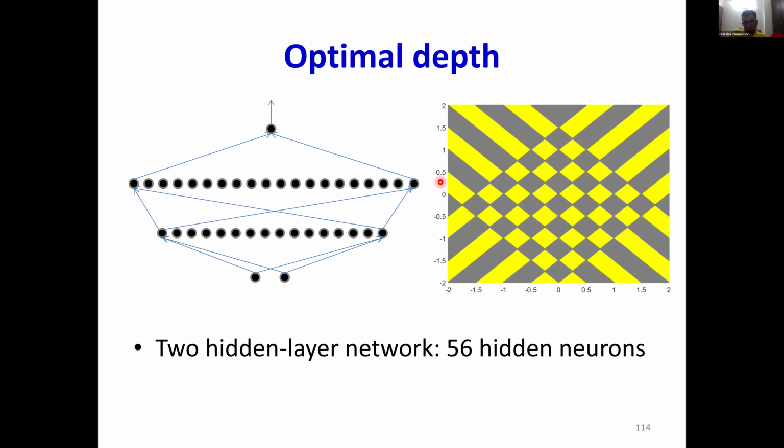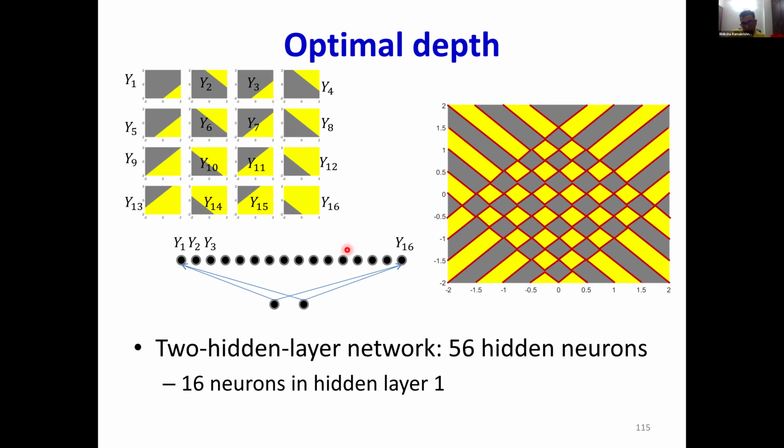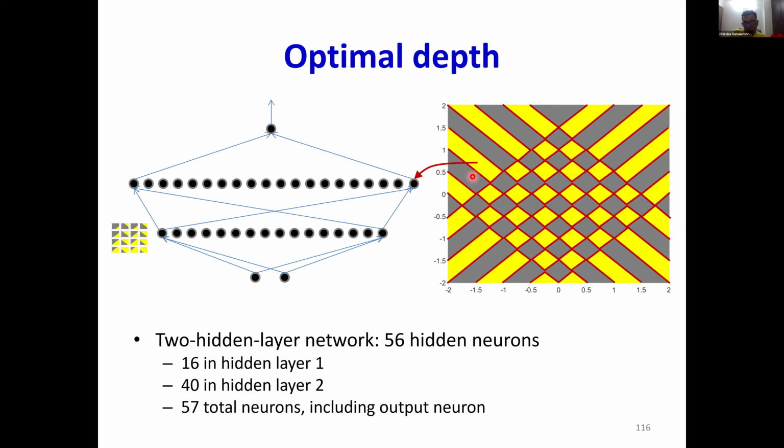Now this entire decision boundary is composed of 16 lines. So I need 16 neurons in the first layer to capture each of these 16 lines. And then there are 40 of these yellow highlighted regions in the picture. So I need 40 neurons in the second layer. And so this network with 56 hidden neurons in 2 layers can compute this decision boundary.